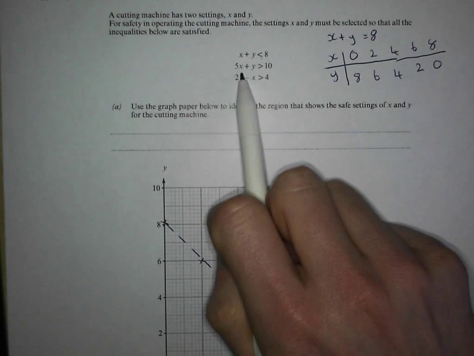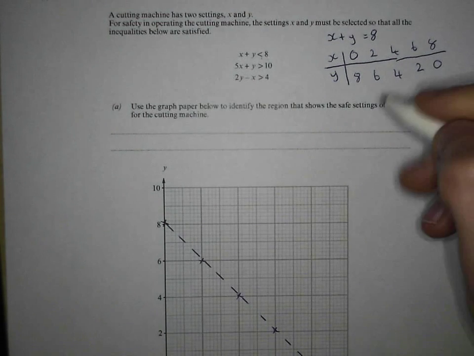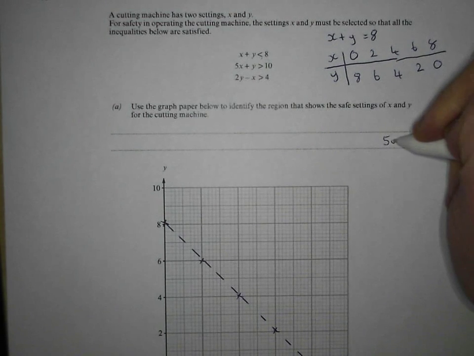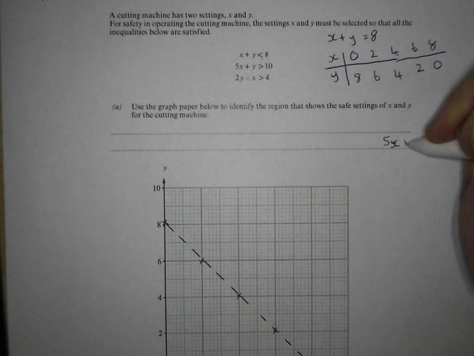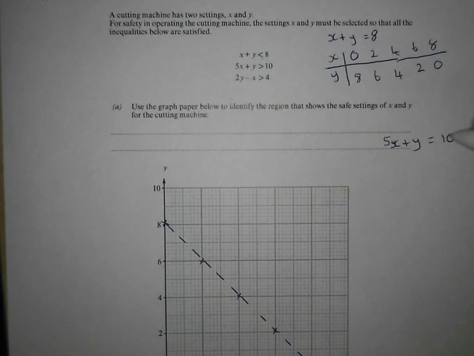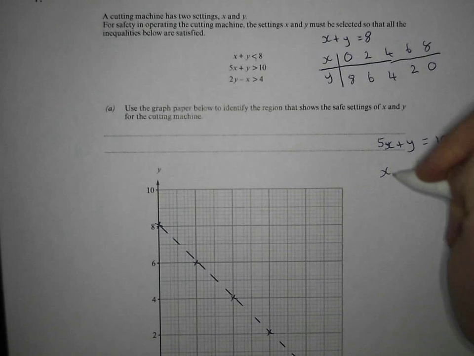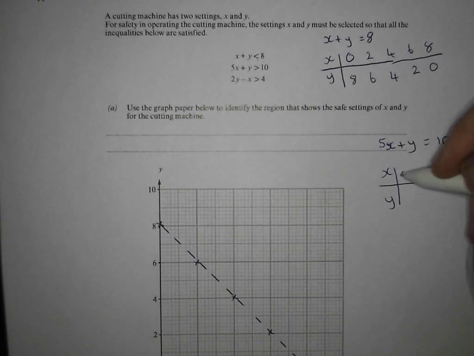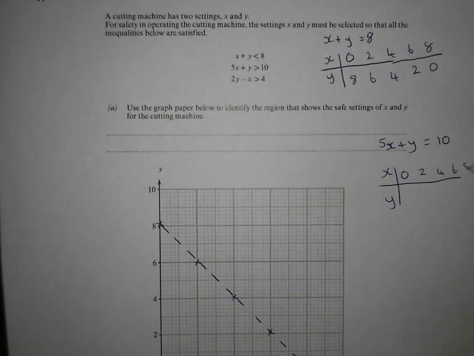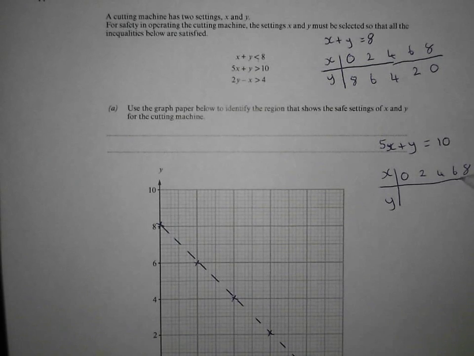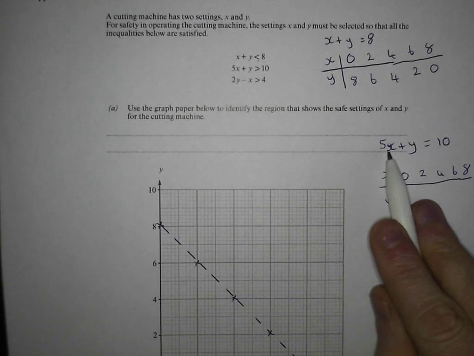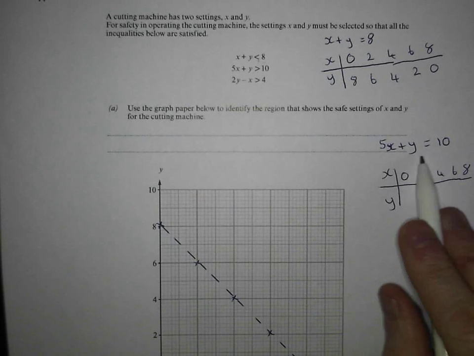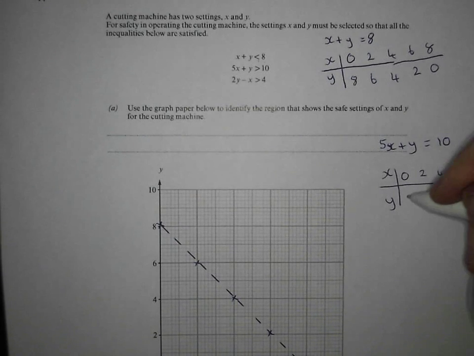What about this one here? 5x plus y is greater than 10. Forget the greater than 10. Let's get 5x plus y equals 10. Let's get that one drawn. And again, let's get ourselves a nice table of coordinates. We might as well again pick ourselves some nice ones here. So let's go for 0, 2, 4, 6, 8. Let's see how far that gets us. It worked well last time. If x is 0, 5 lots of 0 are 0, plus y equals 10. So 0 plus something equals 10. I think y's got to be 10 there.